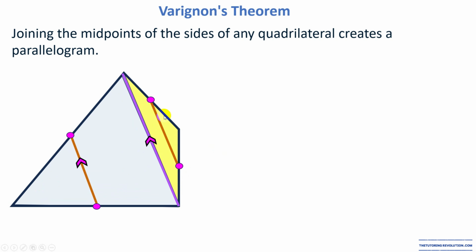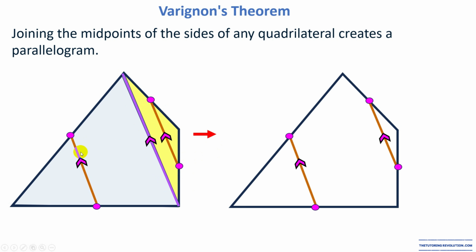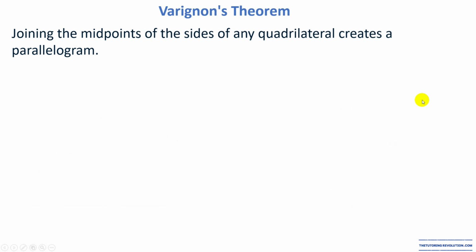Now, if we focus on this triangle here, this would be the midsegment, which would be parallel to this base. So this midsegment is parallel to this base. Therefore, we know that this guy here and this guy here are parallel to each other. Okay? So we show that these two sides are parallel. Now we have to show that the other two sides are parallel to each other.